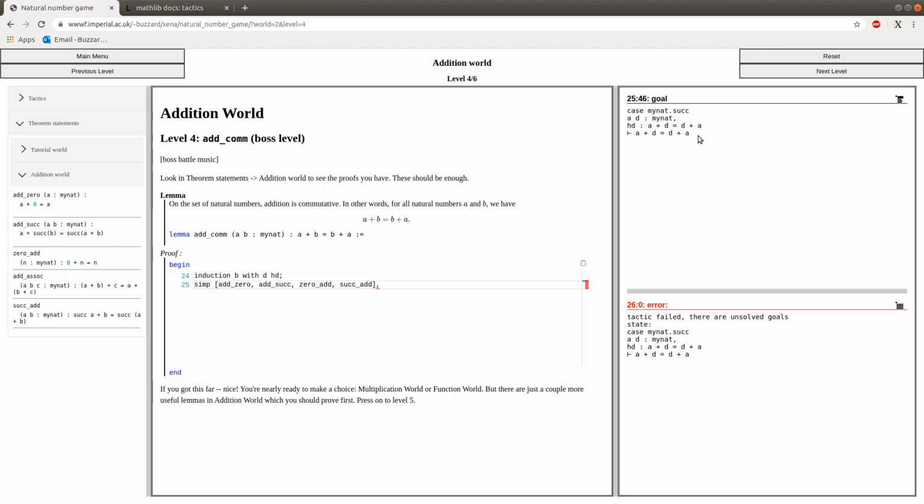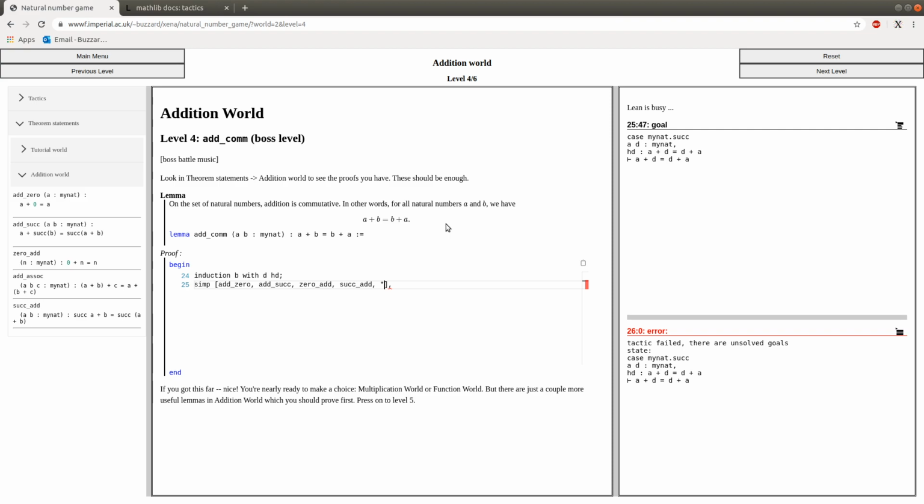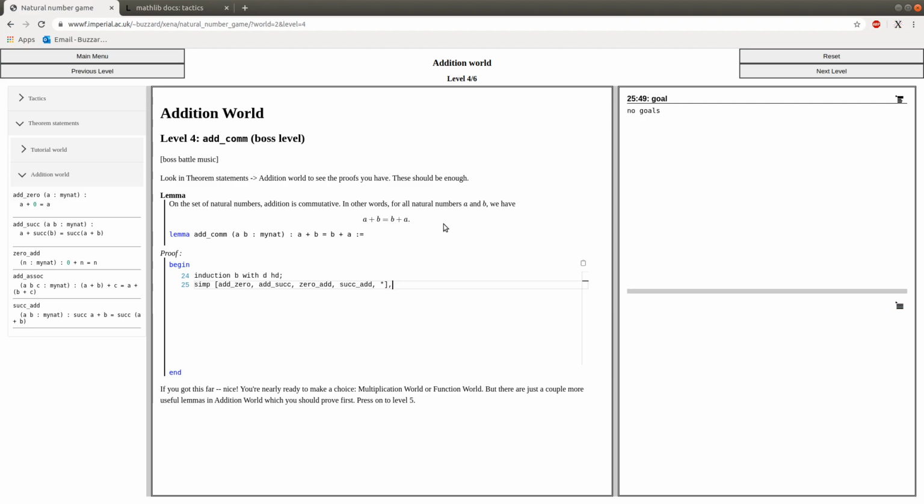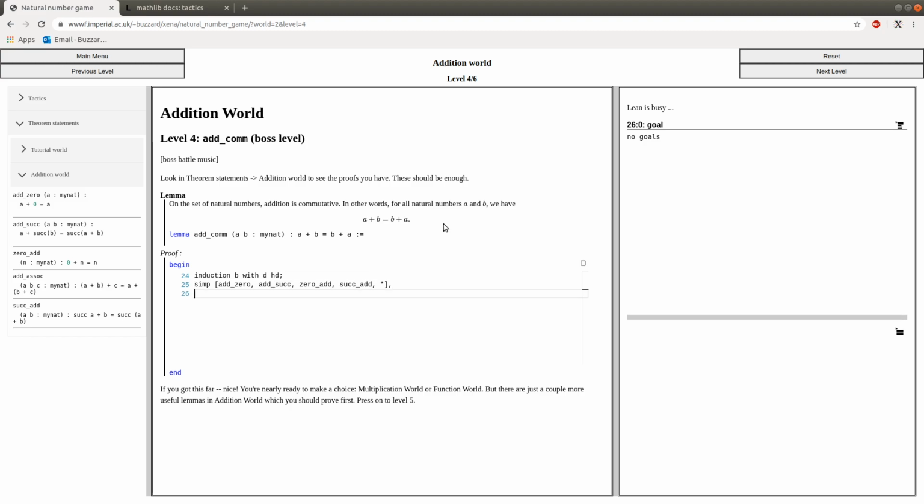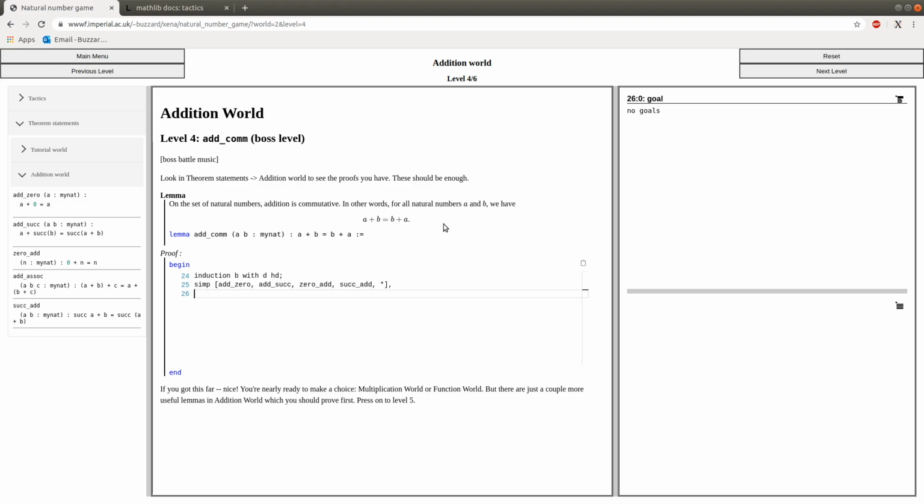It didn't work because I've managed to reduce the question to proving A plus D is D plus A. And we have a hypothesis that A plus D is D plus A. So I should also tell the simplifier to use all the hypotheses. And now it works. But I don't get a tick. I have to hit enter. There we go. I've got my tick.